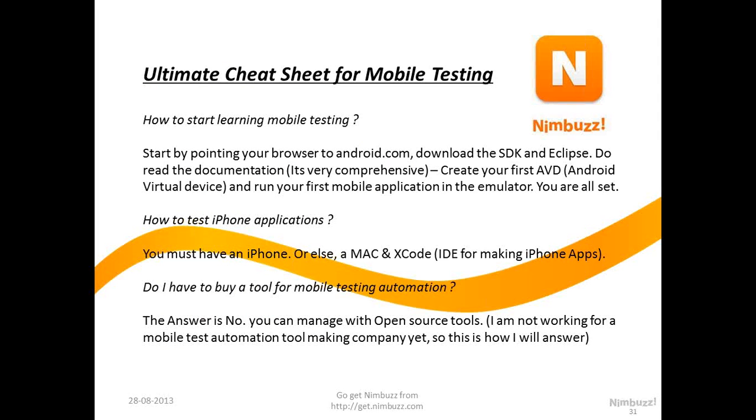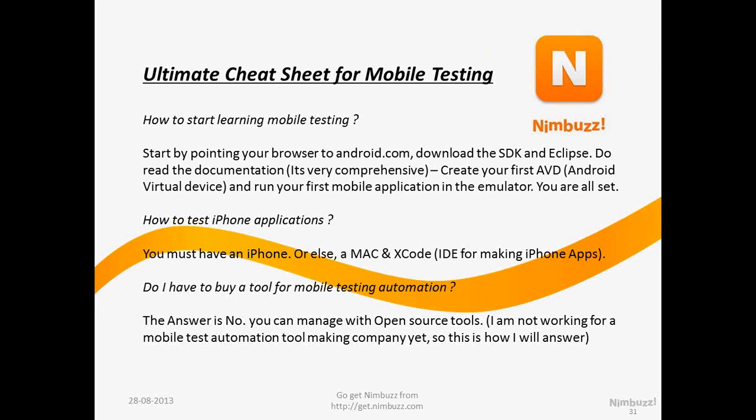In the end, I have a little bit of a cheat sheet. It starts from the basic users: how to start learning mobile testing. I answered that: go to android.com and download the Android SDK and then start building your first app. How to test iPhone applications? You should have an iPhone, a Mac and Xcode, because you need to run the automation and all that. So you cannot test iPhone applications in Windows.